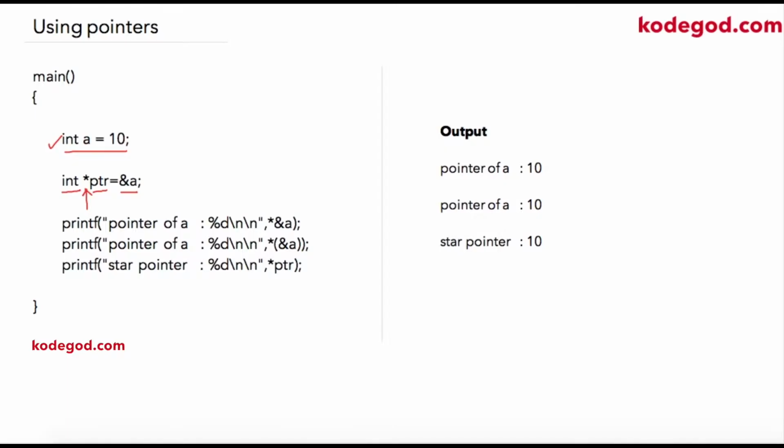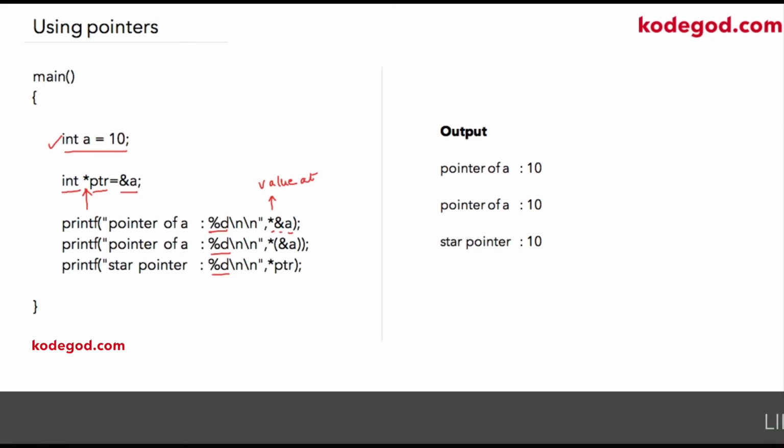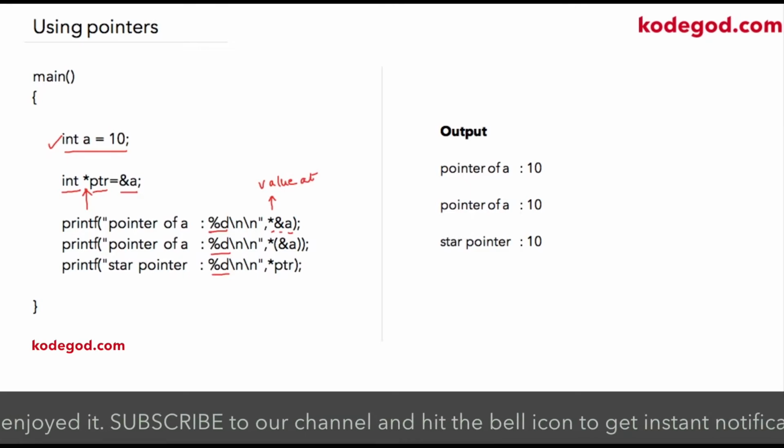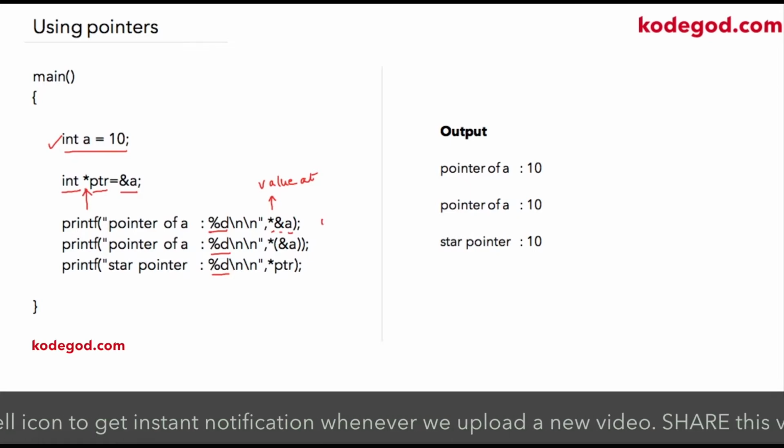Address of variable a, and after that I'm printing three integers. First I'm writing star &a. In the previous lecture we have seen that this star can be replaced with "value at". So if we just simply read it, what the printf statement will be printing over here is the value at address of a, that will be 10.